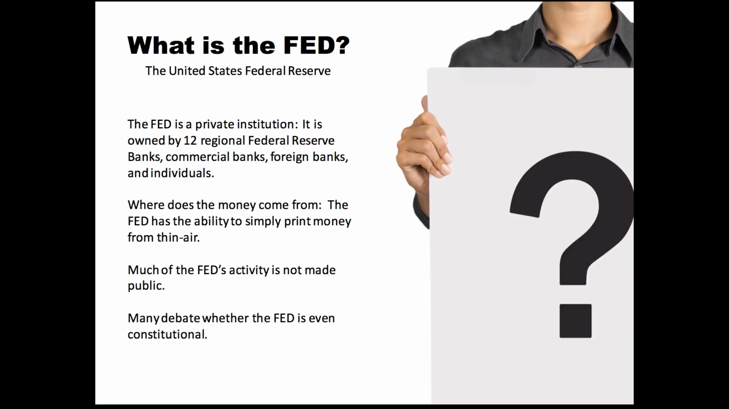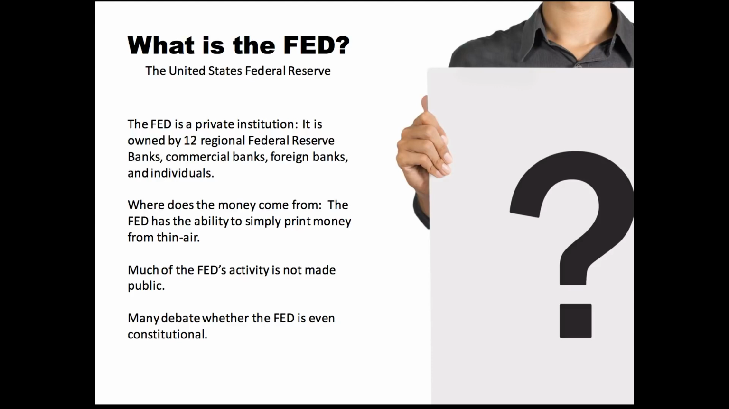So where does the money come from that the Fed prints and puts out there? Some people are really surprised to know that the Fed actually has the ability to just simply print money from thin air. They can just print more money if they want, and that's what you saw in 2008, 2009, whenever they were pumping a lot of money into the system. They're printing that money and issuing it out in order to put more money into the system so people will spend it.